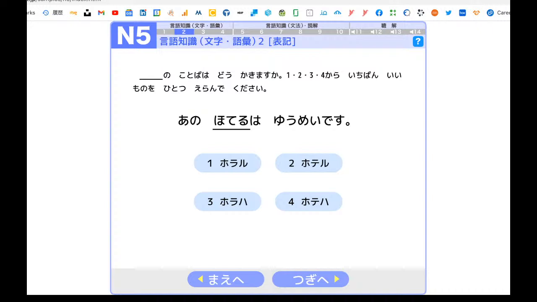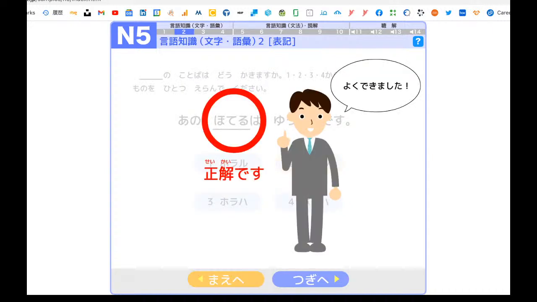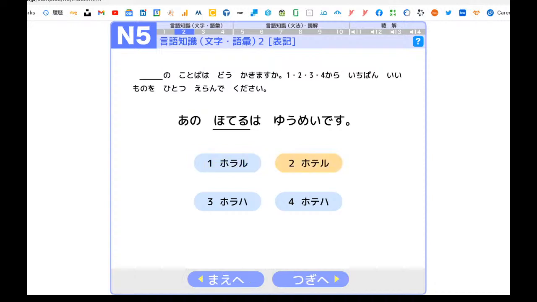Ra and te are very similar, and ru and ha are very similar. So to trick you with these two words, this question was made. So do you know which one is the correct one? It's this. Hotel. So ho is okay, right? Every single one is the same. So the different ones are te and ru. So first find te, write te.